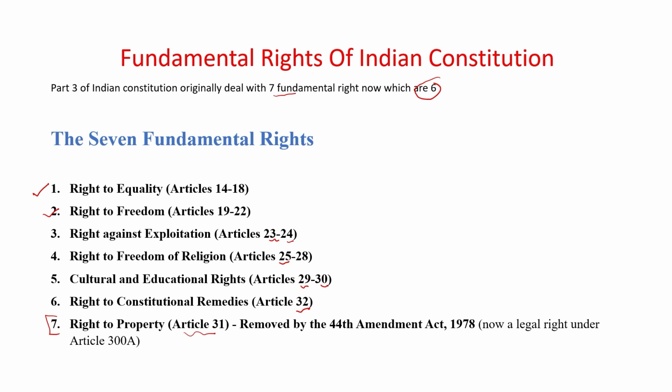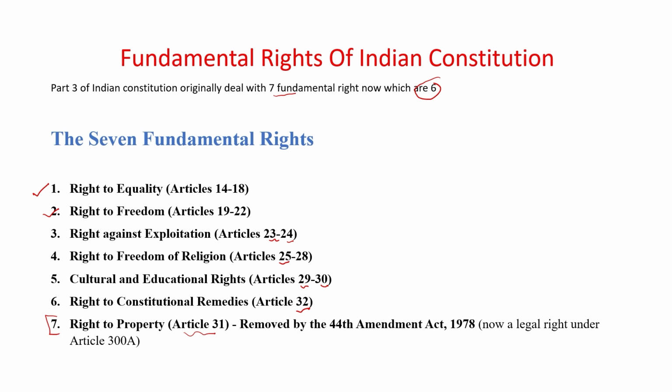Why was the right to property removed? Basically, this fundamental right was very controversial. During the time of Indira Gandhi, when she was Prime Minister of India, major cases related to the right to property were registered by normal people of India against the central government.